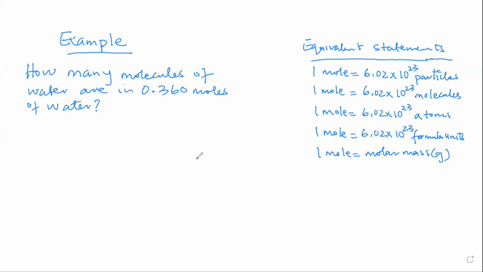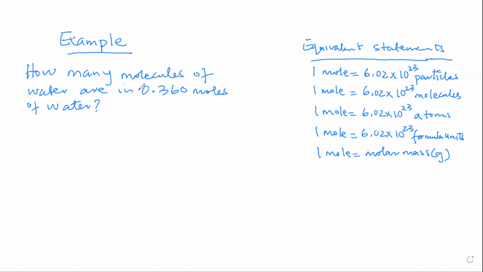Let's look at an example of how to convert from particle to moles or mole to particle. How many molecules of water are in 0.360 moles of water? Again, we think about dimensional analysis. What's the relationship between moles and molecules? Any direct relationship between moles and molecules, if there's any direct relationship, is a one-step problem.